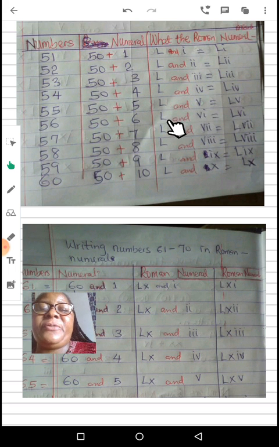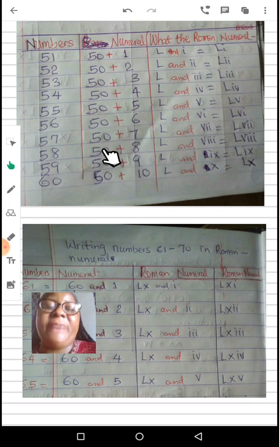Do you see it? It's not difficult. Very sweet. Then 56 is 50 and 6. 50 is L and 6 is VI. That is LVI. 56. 57 is 50 and 7. Then 50 is L and 7 is VII. In Roman numerals, we call it LVII, 57.